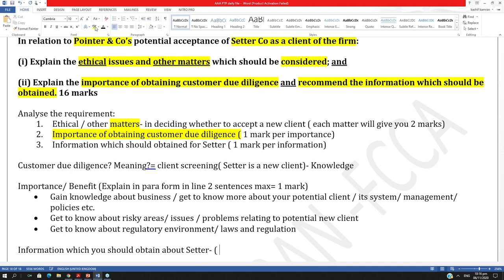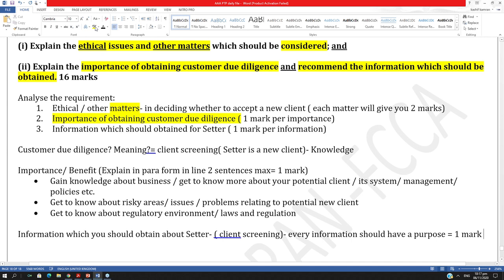What information will you obtain about SETA when you are conducting the client screening? And every piece of information you tell me should have a purpose, to score 1 mark. If you tell me an information without a purpose, that is half a mark. But if you tell me an information which has a purpose, it will give me 1 mark. Every information with a purpose is equal to 1 mark. So what information should you obtain about SETA when you are conducting the client screening?